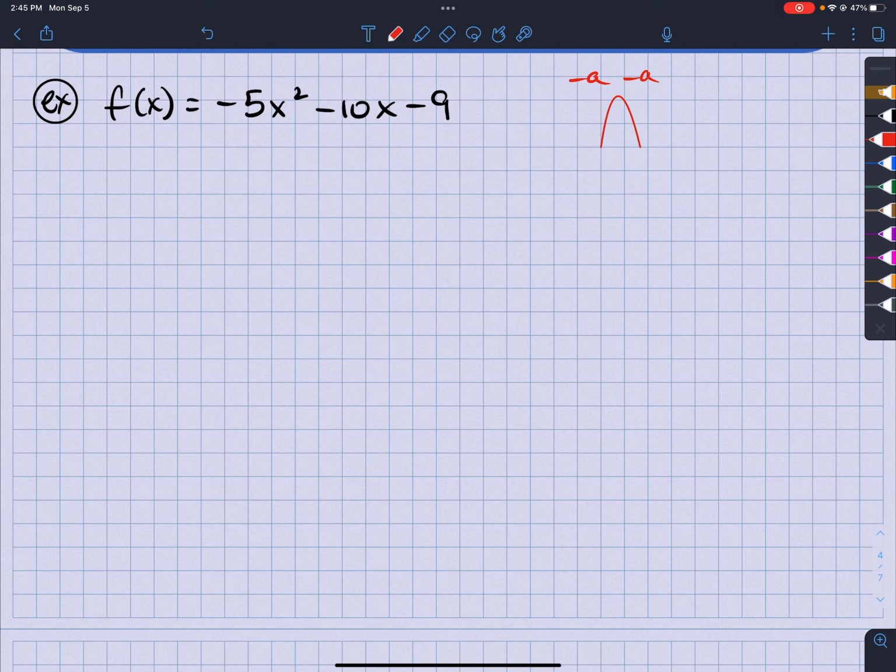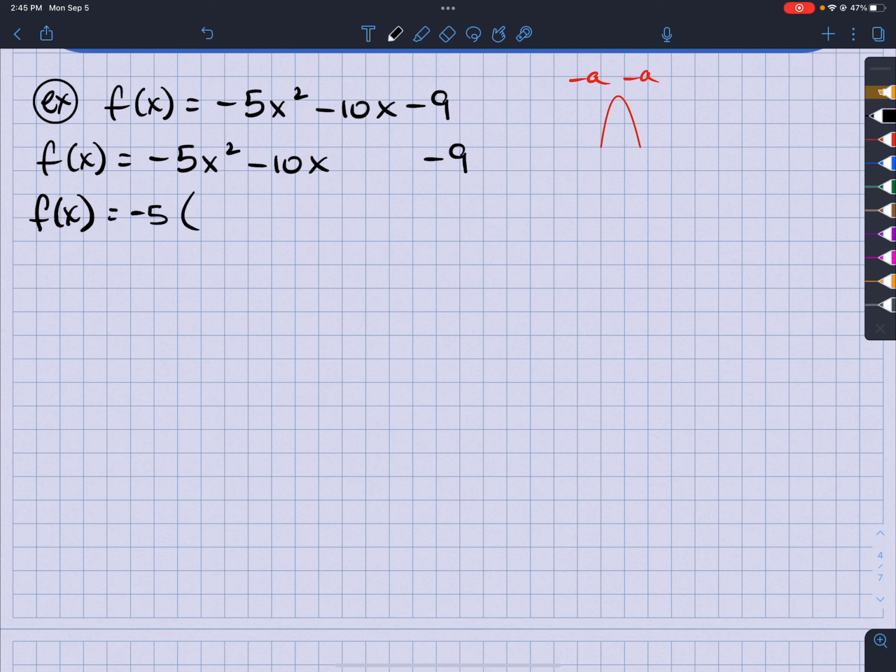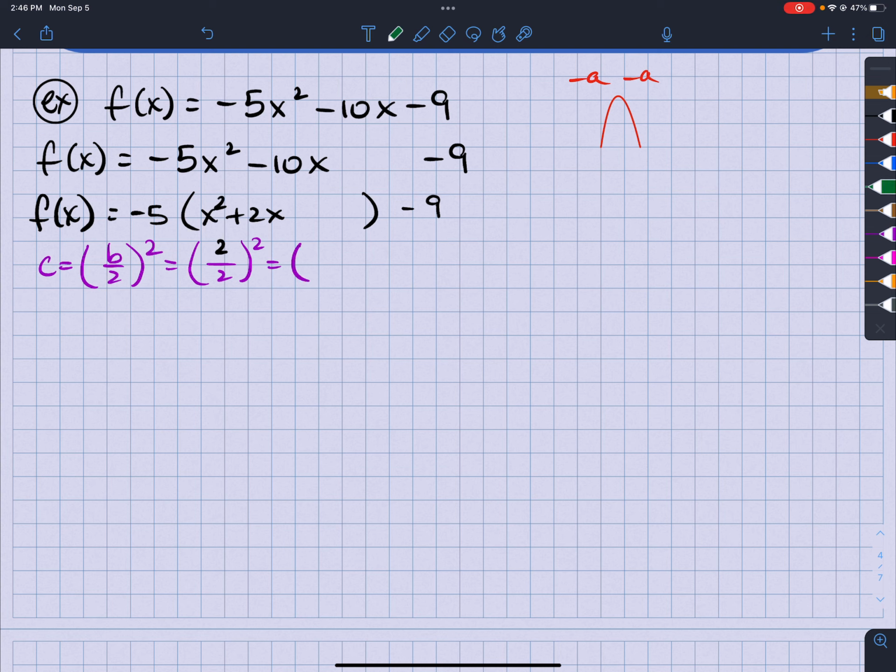So first thing is that we're going to take this. We're going to move negative 9 into the doghouse, right? And then we're going to say f of x, and we're going to make a equal to 1. So pull out -5. So I have x squared plus 2x, and then the -9. So that means I've got to find my new c, which is b divided by 2 squared, which is equal to 2 divided by 2 squared, which is just plain old 1 squared, which is 1.